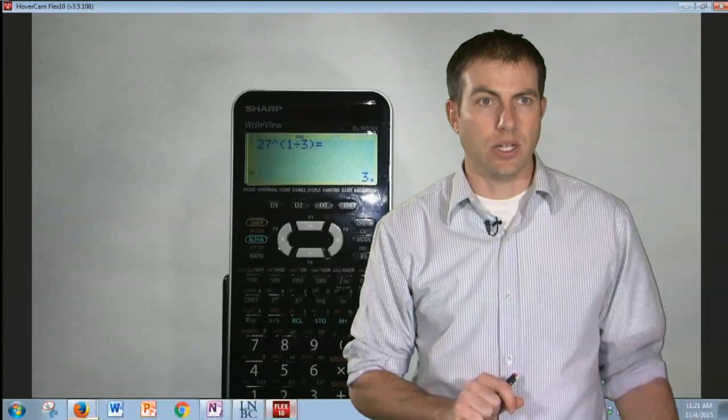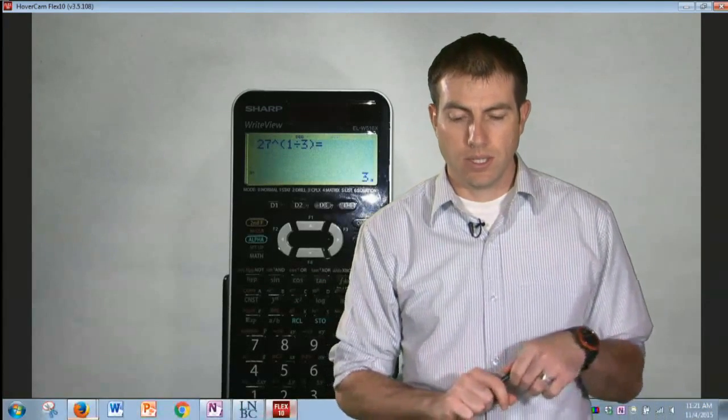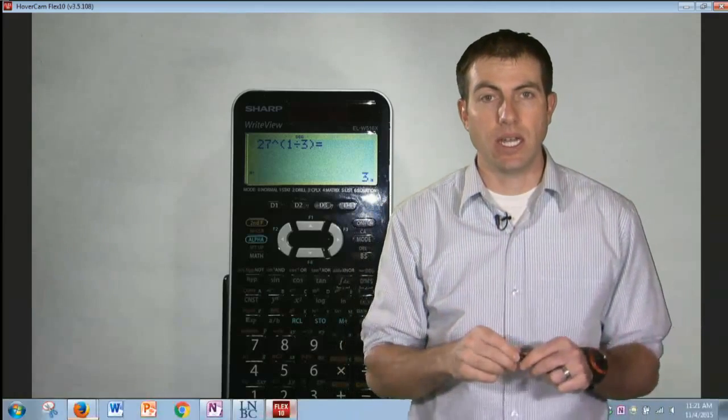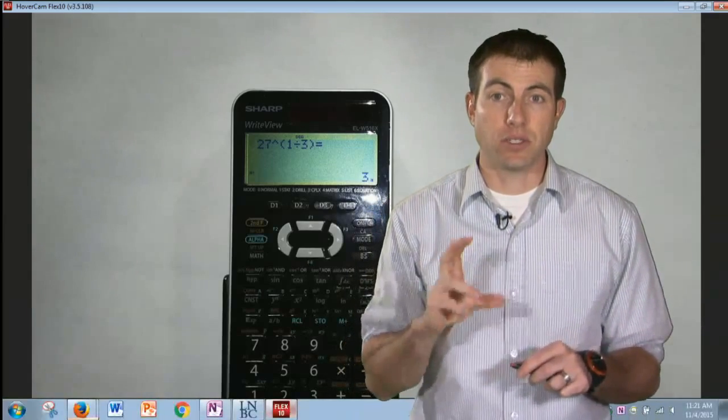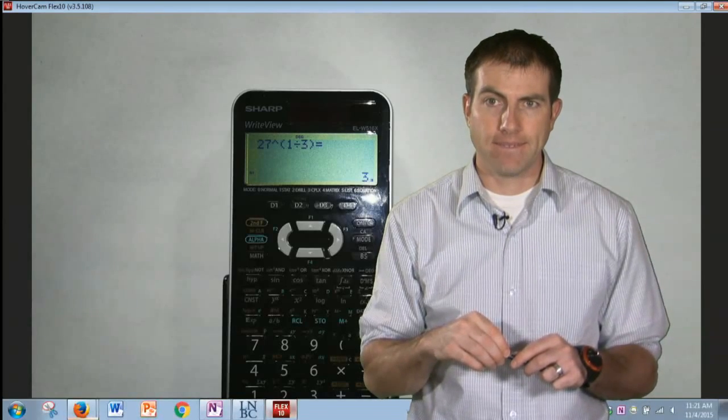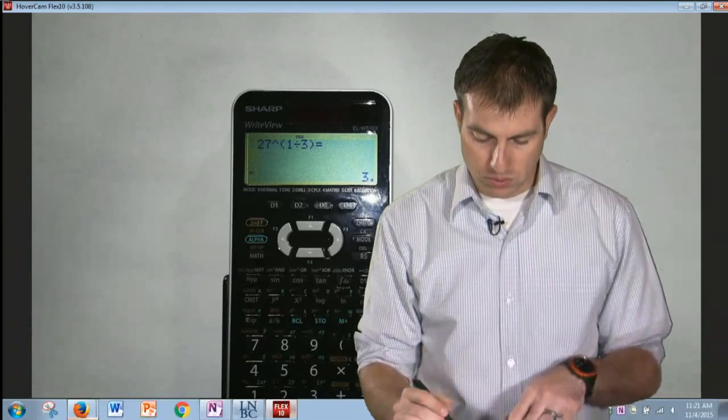And then you should end up with 3 there. So Jade, yours is going to be the little hat. And if you're doing roots with the TI-83, you have to use fractional exponents for roots. Hopefully that helps you a little bit.